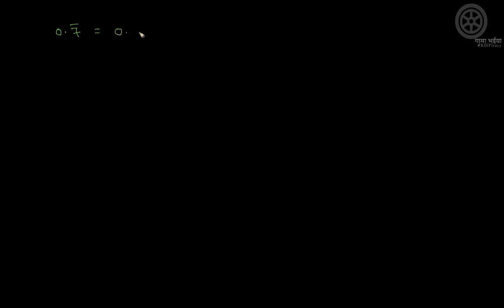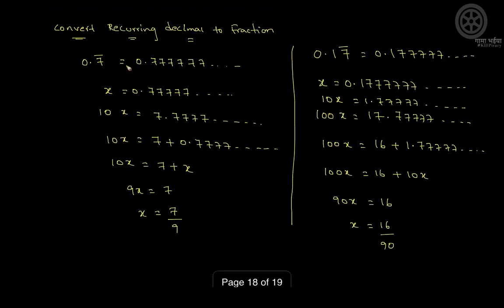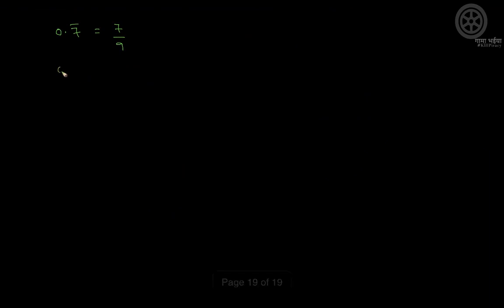Simple to remember. If you have the bar for one digit, then you need to write 7 by 9, right? If you have one bar, you need to write 7 by 9. Suppose I have 0.54 bar, then that is 54 by 99, right? Understood? Now if I give the number 357, 357, 357 and so on, how do you need to write this one? 2.357 bar, right?